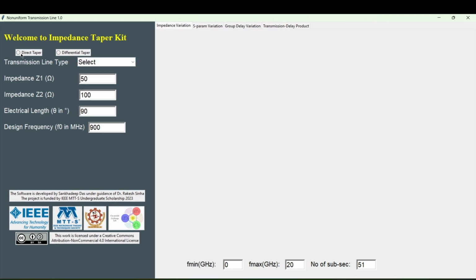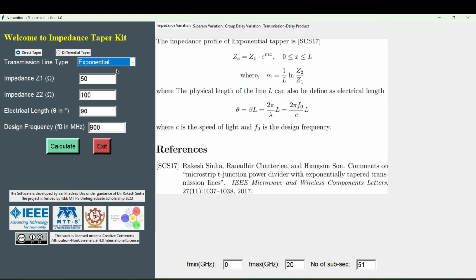If we select direct taper, there is transmission line type: linear taper, exponential taper, Klopfenstein taper, parabolic taper, hyperbolic taper, and some other tapers also. So if we select any of them, suppose exponential, we have the details of the exponential taper given here.